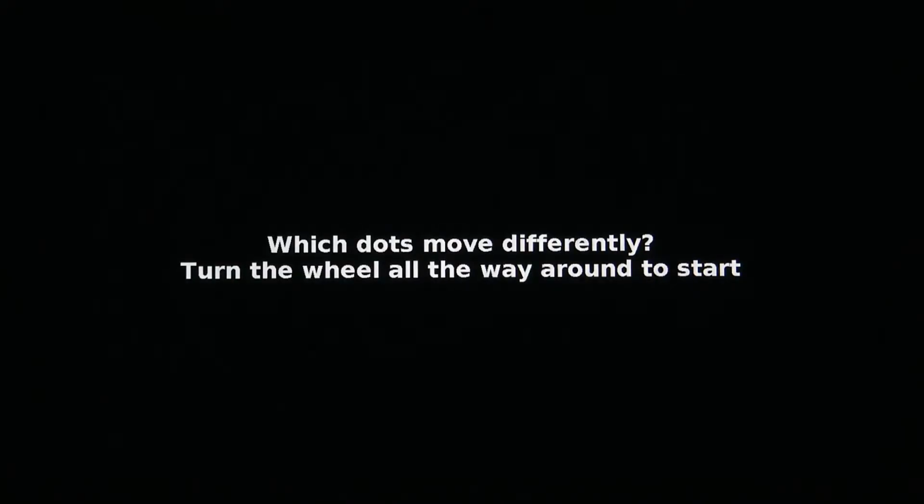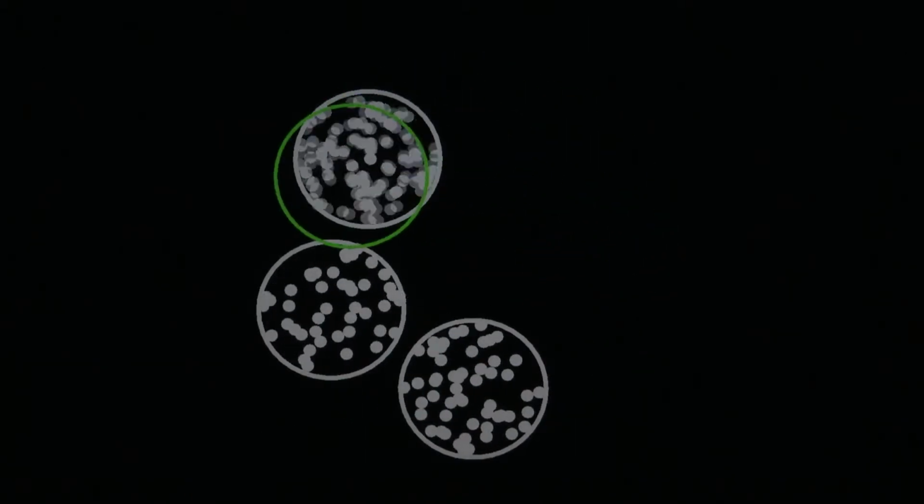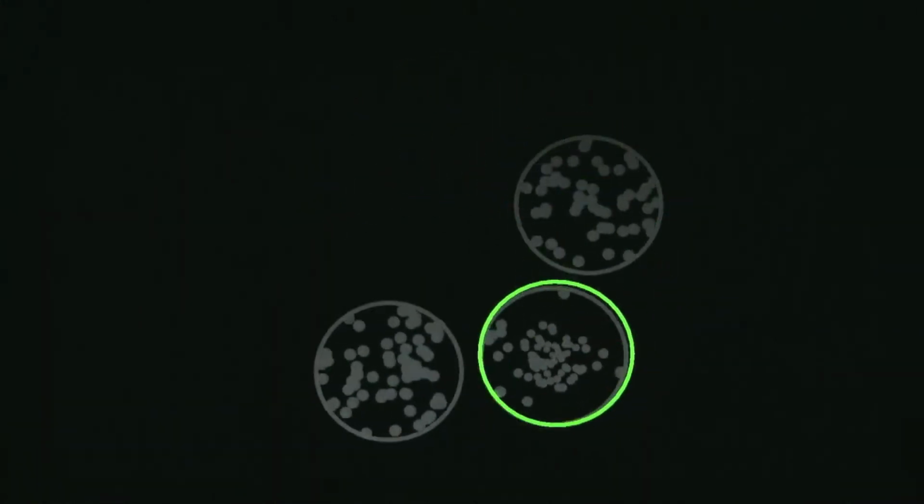Now we are moving on to motion discrimination. One group of dots is moving in a different pattern than the other groups. Move the green circle using the cogwheel to select which one that is. Keep doing this until the next instructions appear.